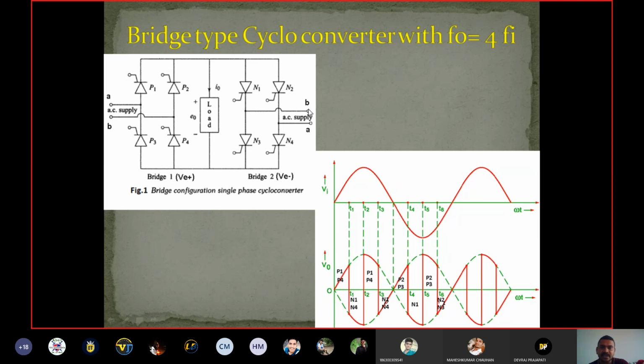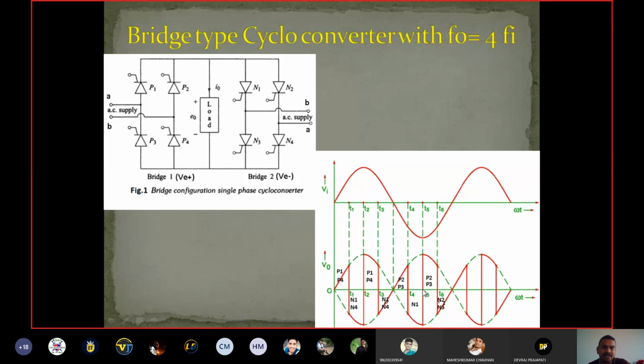So the direction of current flowing is B to N3, N3 to D, D to load, load to C, C to N2 and N2 to A, that is negative. So the direction of current flowing is from D to C, that is the negative direction of current. Okay, so we are getting the negative output. During T4 to T5 we are getting the negative output, and the thyristors that remain on during this time duration are N3 and N2. Here N1 is written but it is not N1, it is N2 and N3 that remain on.